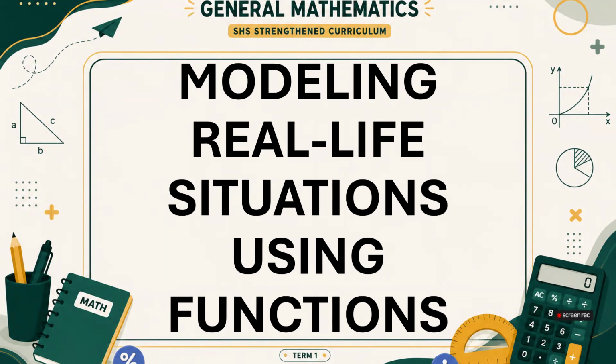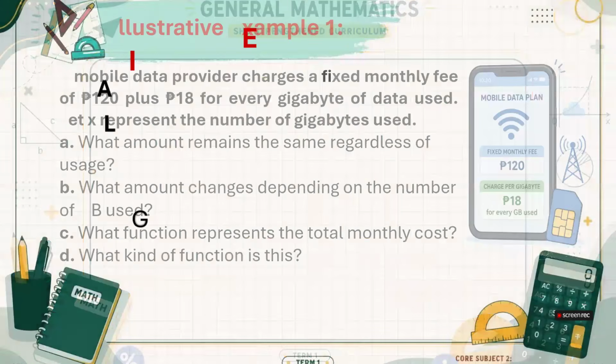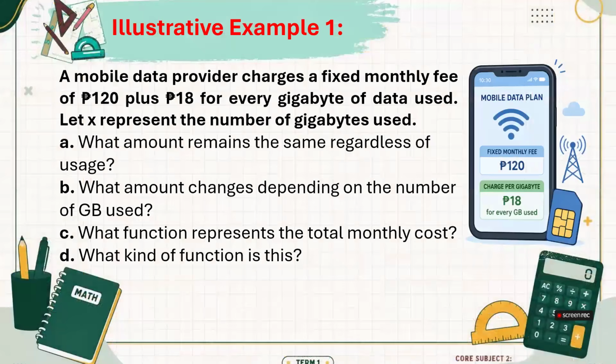What does x represent? Is there a constant, or is there a quantity that stays the same? Now, is there a quantity that changes? That's the variable. What function can represent the situation? And then after solving that, what does it mean? Okay, so let's proceed right away to our illustrative example number 1.